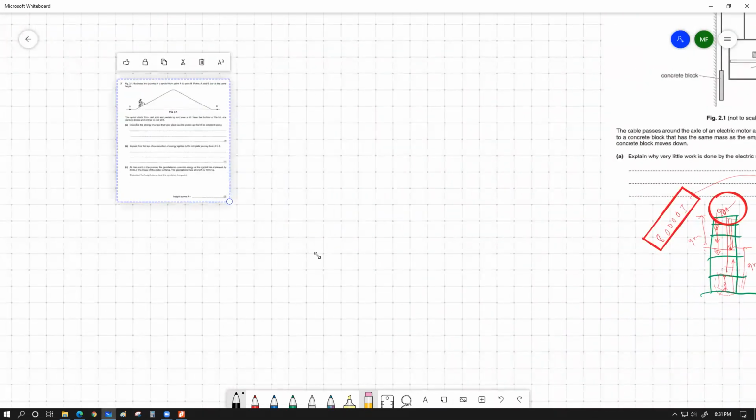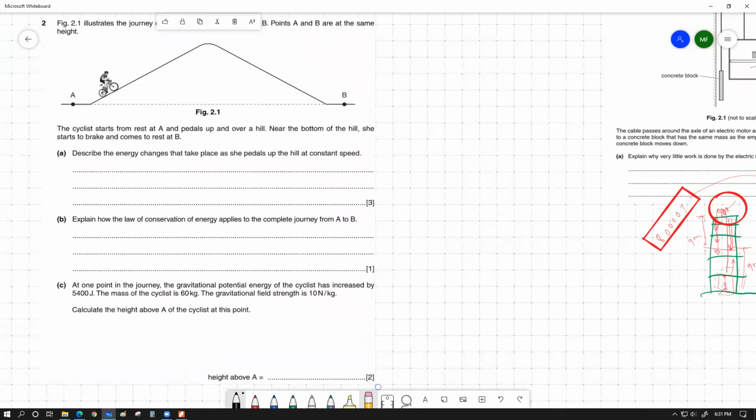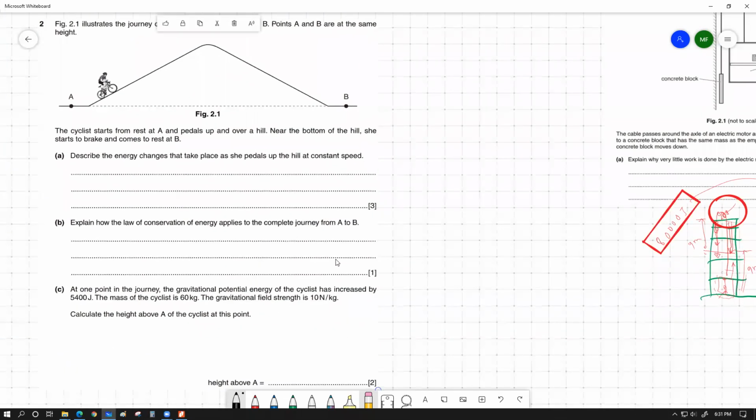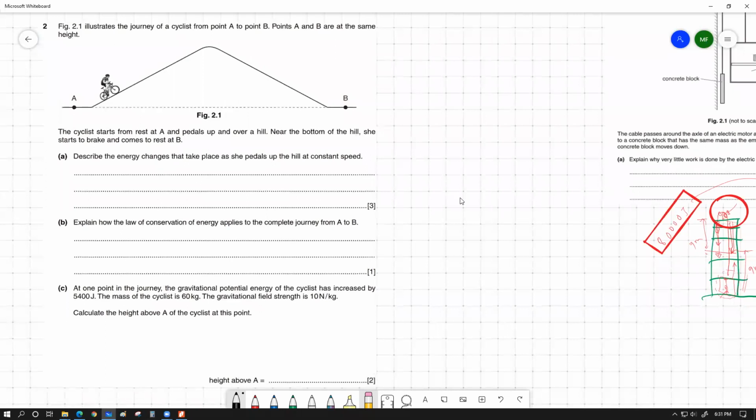Here it comes. Beautiful. Figure 2.1 illustrates the journey of a cyclist from point A to point B. Point A and B are at the same height. The cyclist starts from rest at A. Very important, rest. The cyclist starts from rest at A and pedals up over a hill. Near the bottom of the hill, she starts to brake and comes to rest at B. So here, initial velocity is zero. Here, final velocity is also zero, which means the starting kinetic energy was zero. At the end of the journey, the kinetic energy is also zero.